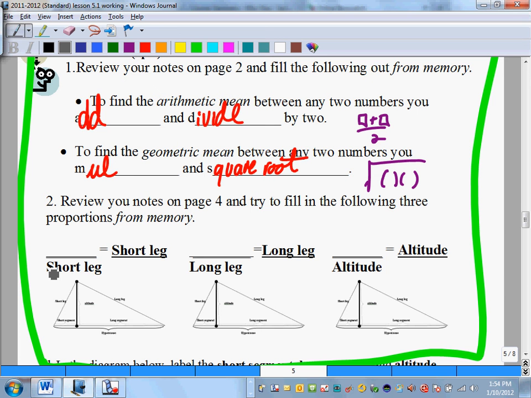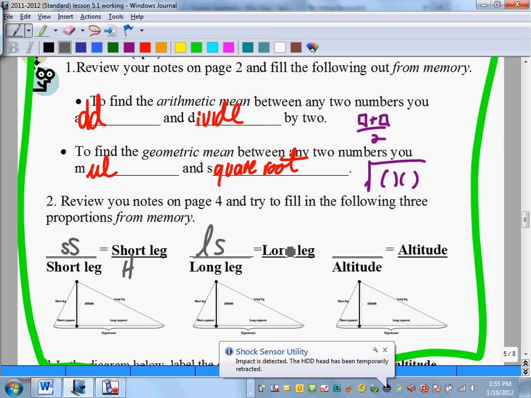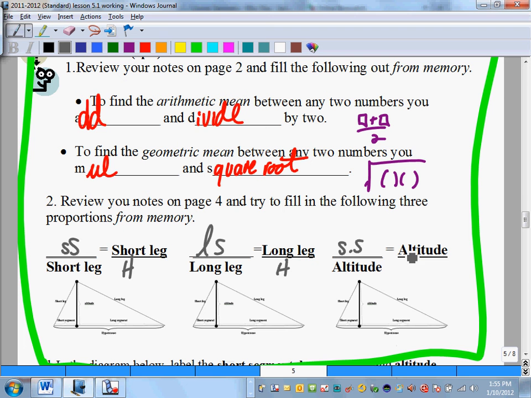Your three proportions. The short seg over the short leg equals short leg over hypo. Long seg over long leg equals long leg over hypo. Short segment over altitude equals altitude over long segment.